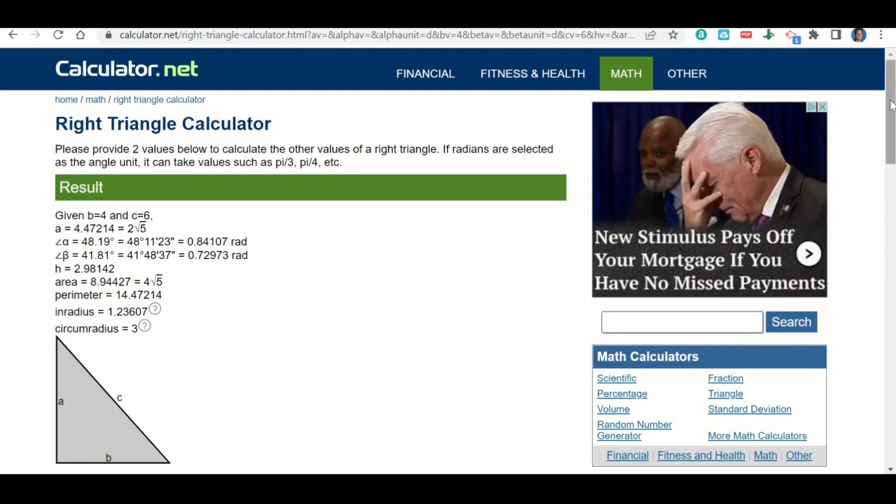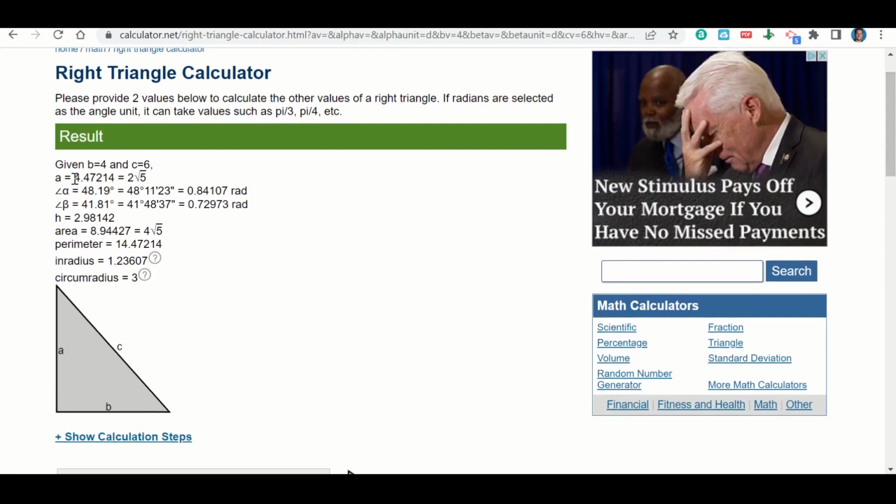And notice it's going to tell us everything else we need to know. So we can see that A in this case would be 4.47214 or 2 square root of 5, which is fine. That's not what we were looking for. What we were looking for was angle alpha. Well, we can see that angle alpha is 48.19 degrees. Angle beta, if that's the one we were trying to find, was 41.81 degrees. And we know that angle C here, this angle here, would be 90 degrees because it's a right triangle. So we can check and find any other missing information using this right triangle calculator.